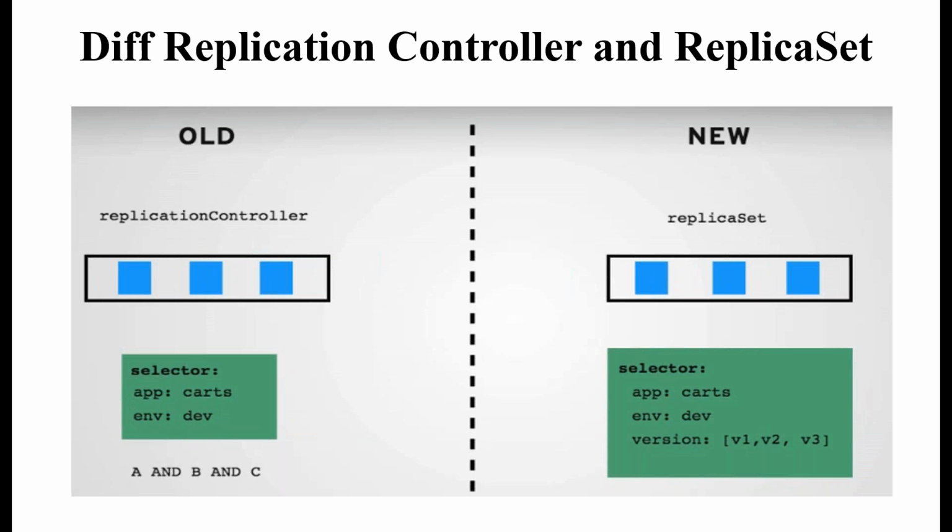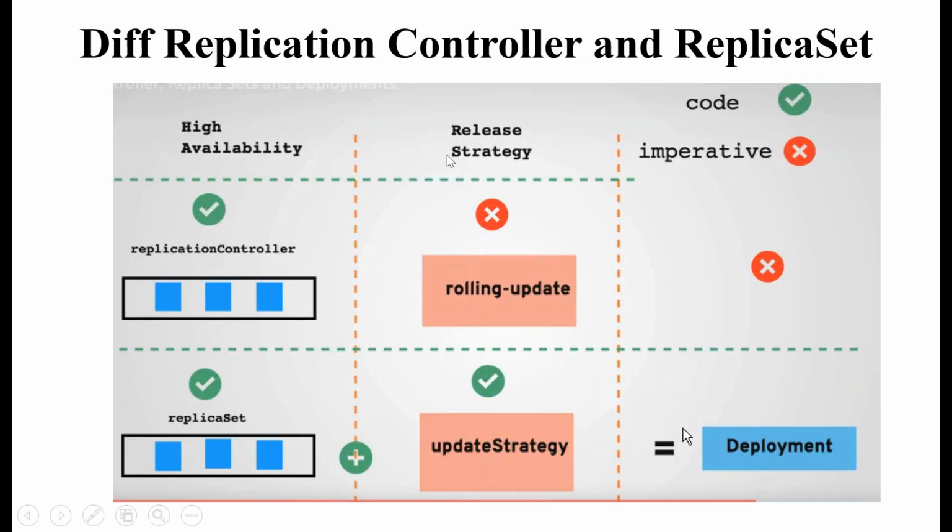So, some differences, if you try to understand it. The replication controller we cannot use for the rolling update, and the replica set is going to be helpful for that update strategy. So that is for deployment strategy purposes. But if you are not expecting the rolling update, then go for the replication controller.